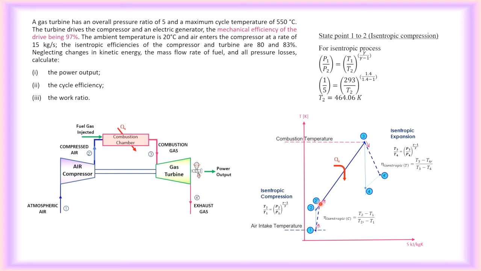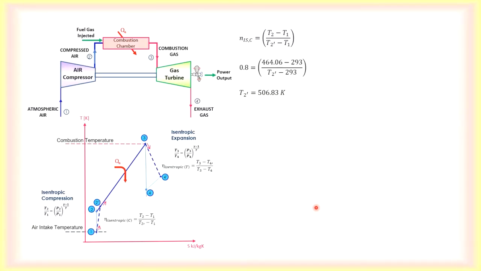That is your T2. Now, to find the T2 prime, you have to consider the isentropic efficiency for the compressor. And remember, the definition is the theoretical work in over the actual work in. So you have the theoretical work in divided by the actual work in, and the isentropic efficiency for the compressor is given as 0.8. And from this, you will be able to find out the T2 prime in the TS diagram here.